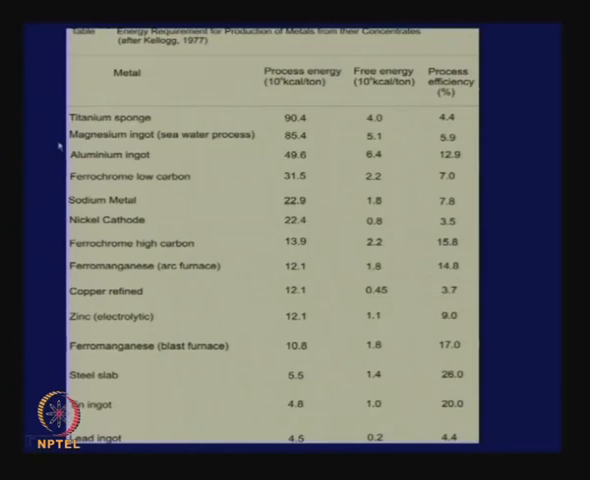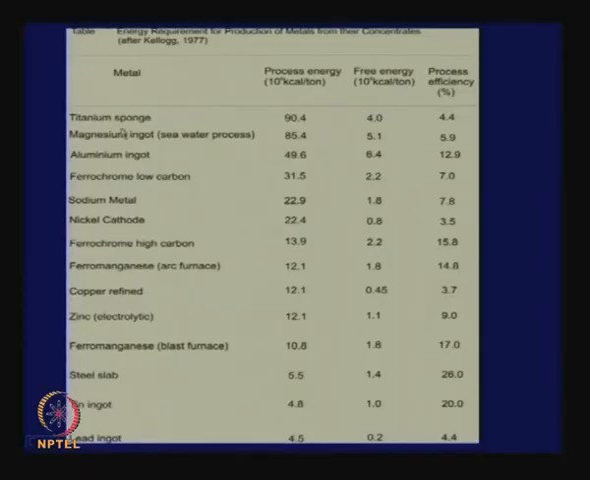So, let us just quickly look at the kind of energy needed for production of metals. Now, here is a table that gives the energy requirement for production of metals from their concentrates, mind you. Now, we can compare the process energy, that is what is normally required to produce the metal from the concentrate, with what should have been the ideal energy required simply to dissociate a pure compound.